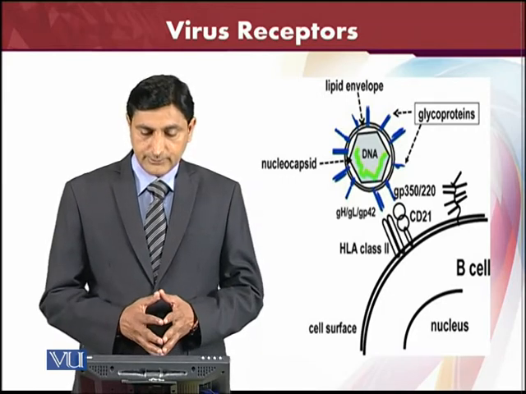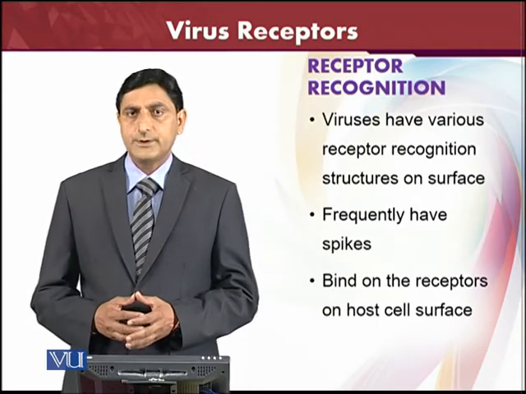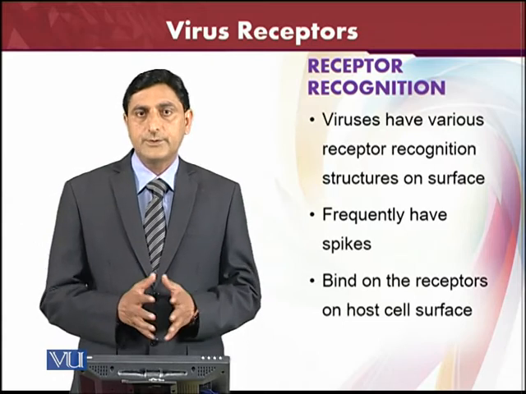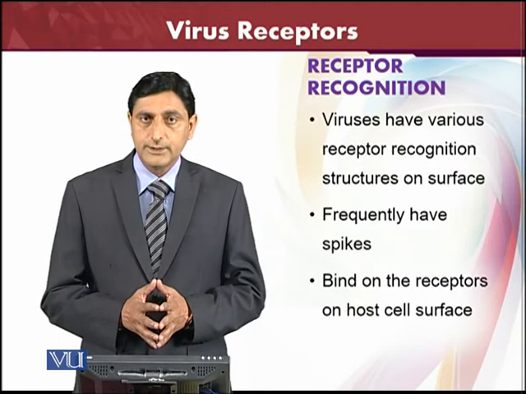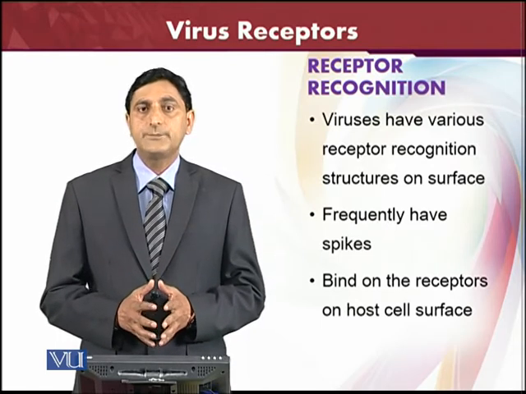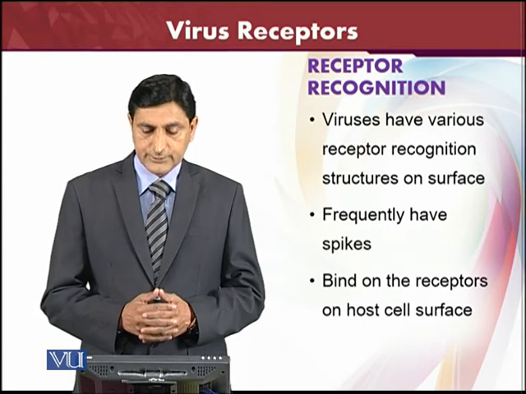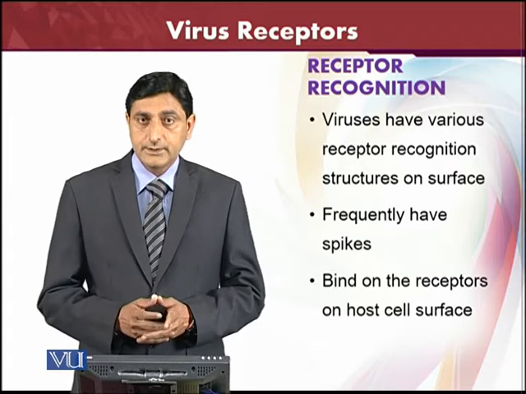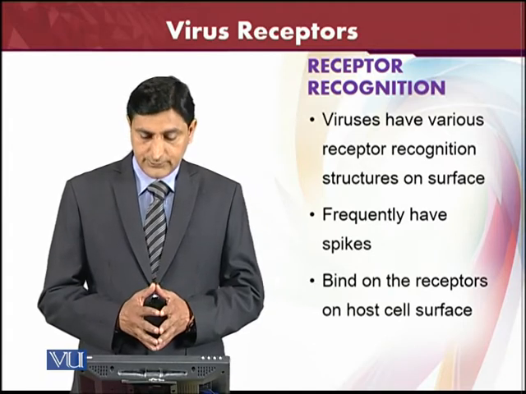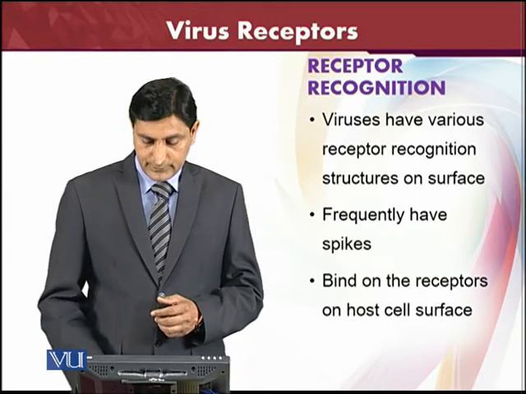These receptors are very important, and receptor recognition is also an important factor. Maybe the receptors alone are not enough for a virus to enter inside the body. Sometimes the virus also needs co-receptors. Viruses have various receptor recognition structures on the surface. Frequently, they also have spikes, which can interact with the receptors on the host cell surface. We will see this in detail.